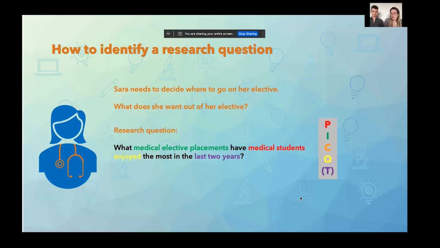So the medical students, we're most interested in people who are at the same level of training as her, rather than potentially other students at other universities that might go at a different level. And our intervention here is what medical elective placement is the most enjoyable. So that's how we've created the research question based off this quite simple abstract problem that Sarah had. And hopefully this will show you that you can create research questions out of quite abstract problems.